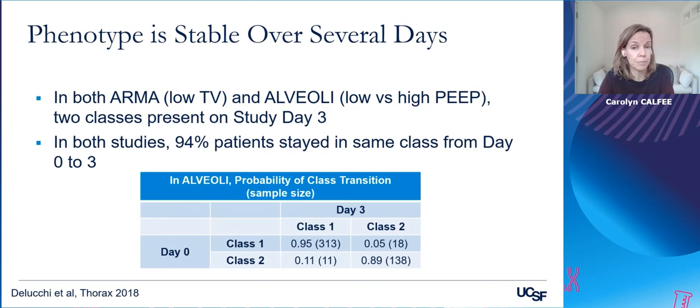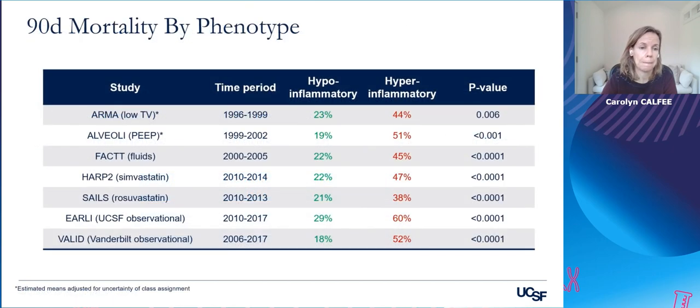We see that this phenotype is stable over several days in both the ARMA low tidal volume trial and the ALVEOLI low versus high PEEP trial. We see again that 2 classes are present on study day 3, and that about 94 to 95% of patients stayed in the same class from day 0 to day 3. So in this table from ALVEOLI, if you were in class 1 on day 0, you had a 95% probability of being in class 1 on day 3. And that's of course important, that the phenotype is somewhat stable if we're thinking about targeting it in clinical trials.